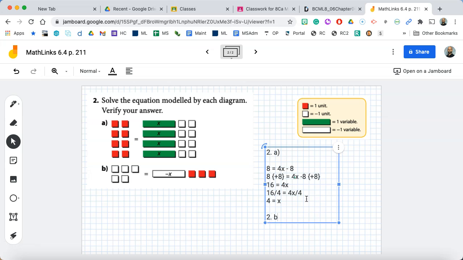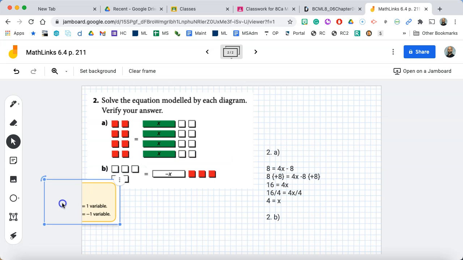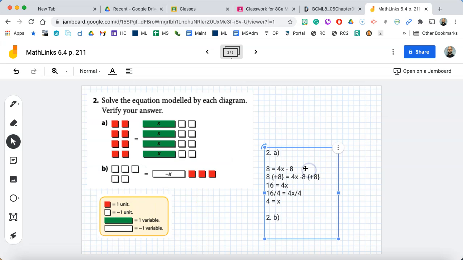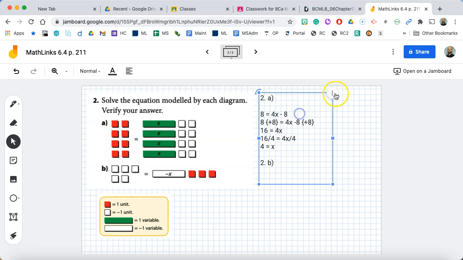Let's look at 2b. I'm going to move this over here. That gives me more room to work. Okay. So now, let's look at this model here. We've got 5 white tiles. That's negative 5 equals negative x. And we've also got the numbers. So we always put the numbers first. So we've got 3 positive tiles. That's 3 negative x.